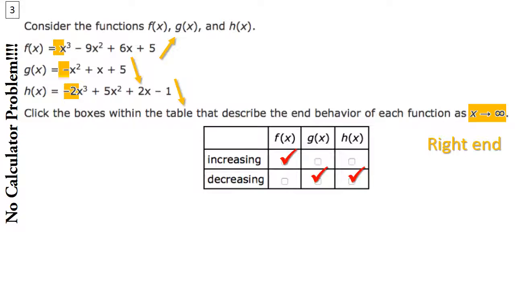And if we look at those degrees, because we know in an odd degree, degree 3, like f of x, whatever the right side does, the left side's going to do the opposite. So f of x, since the right side's increasing, the left side's going to be decreasing. The left side's going to go down. G of x, that's an even degree, degree 2. So again, if the right side's going down, even degrees do the same thing, so the left side would also be going down. H of x, it's an odd degree, right side goes down, so the left side's going to be going up. That's where that one would go.